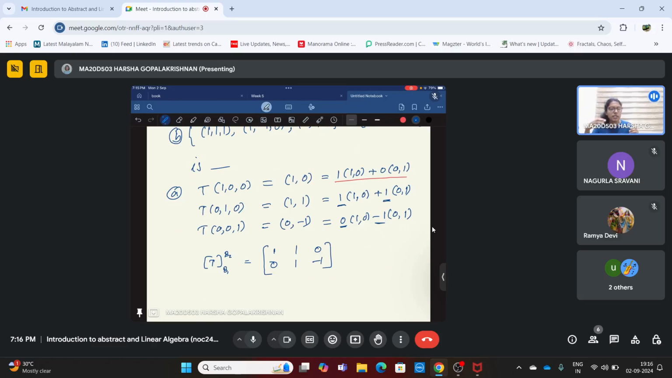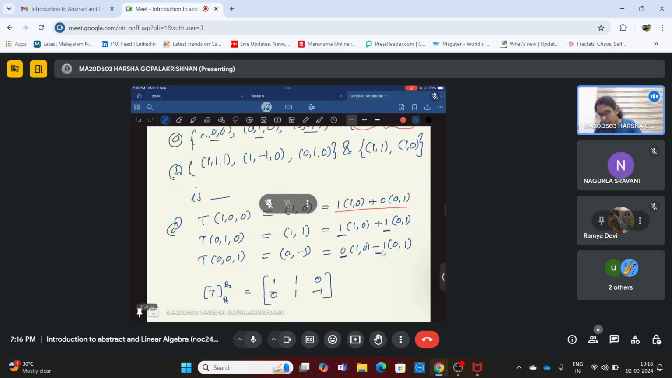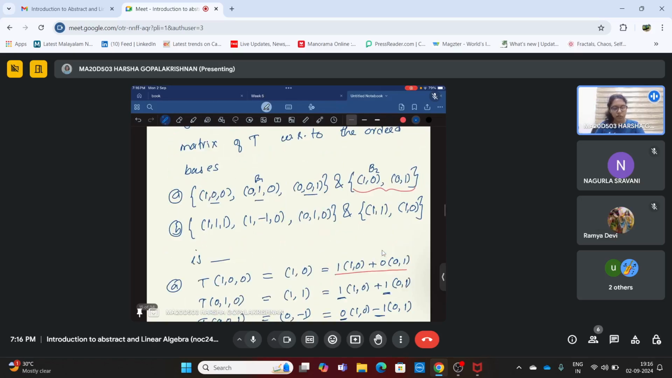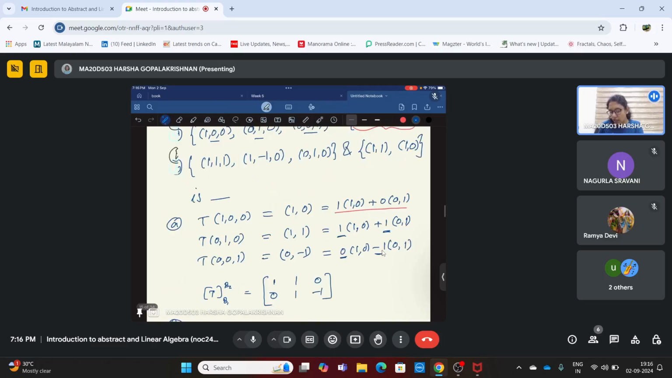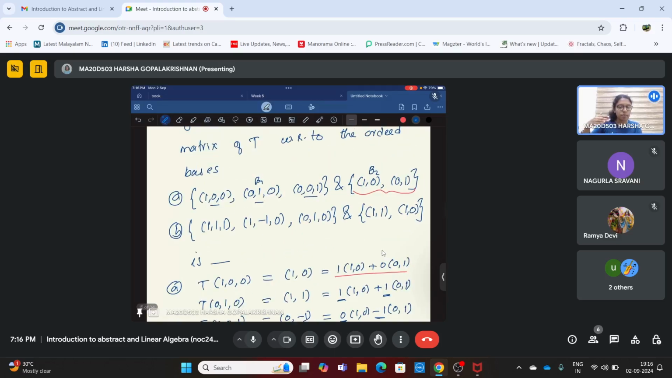Okay. So this is the required matrix. Clear? So this is how we will write the matrix form. In the same way, B also we will do very quickly. So I have done A for your understanding. B is not a standard basis, right? So it may be a bit difficult.